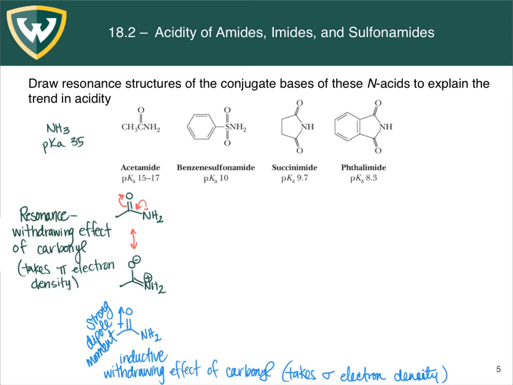In addition to this resonance withdrawing effect of the carbonyl, which takes pi electron density, there's a strong dipole moment in this carbonyl that's going to be pulling electron density through the sigma bond from nitrogen here. So this is the inductive withdrawing effect of the carbonyl, taking sigma electron density from nitrogen, whereas the resonance effect takes pi electron density. So both of these effects are at play, and both contribute to the increase in acidity of these NH bonds relative to ammonia. You can draw out similar effects for the benzene sulfonamide, succinimide, and phthalimide.